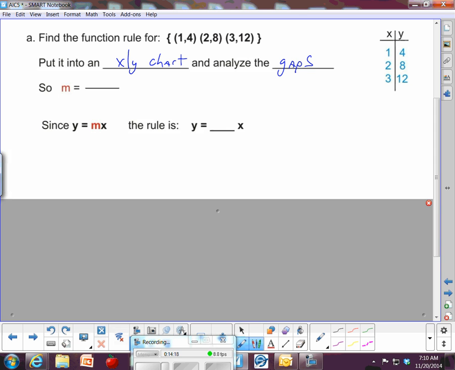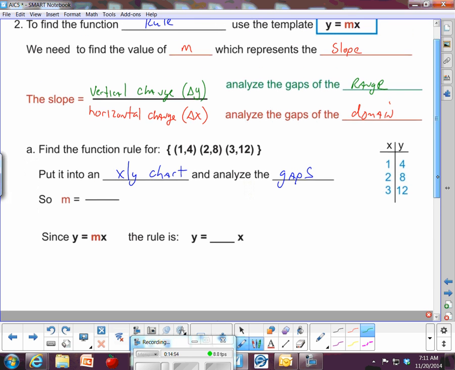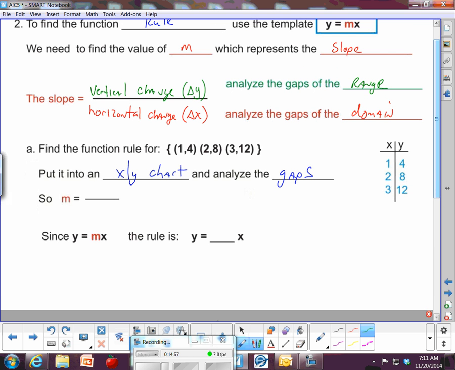Okay. So if you look here to the right, I've already got it in an XY chart, right up here, top right of the screen. Okay, so we're ready to roll here. We're already in an XY chart, and we're going to analyze the gaps. Now, what's the top? The gaps of the domain or the gaps of the range? And it's the gaps of the range, right? Top is the vertical change, the gaps of the range. So I want to do that first.